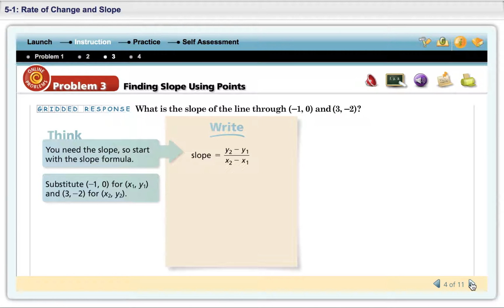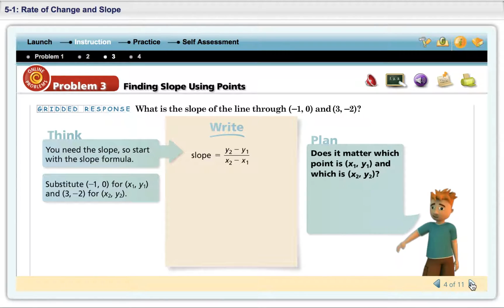Now substitute negative 1, 0 for x sub 1, y sub 1, and 3, negative 2 for x sub 2, y sub 2. Does it matter which point is x sub 1, y sub 1, and which is x sub 2, y sub 2? This is a really good point. It doesn't matter which points you choose first.